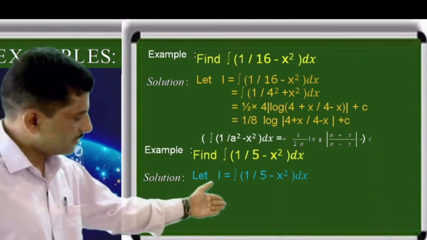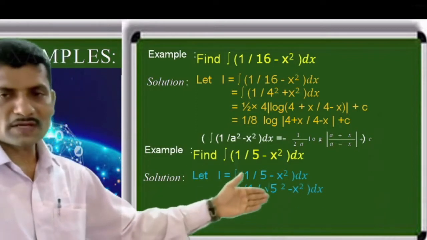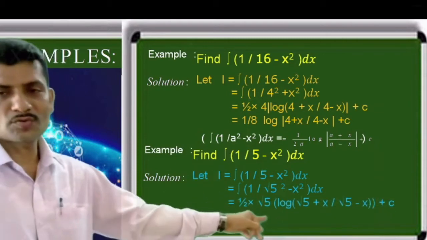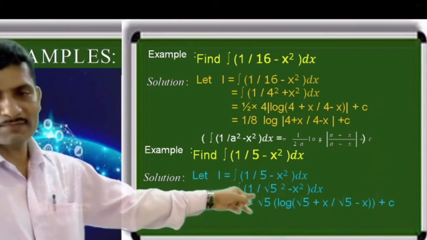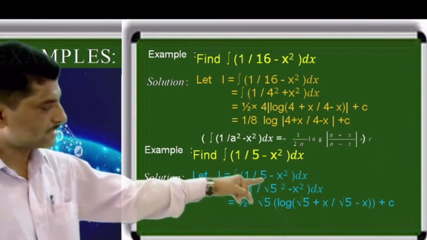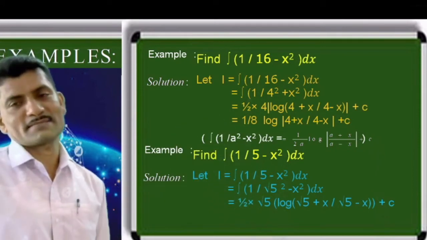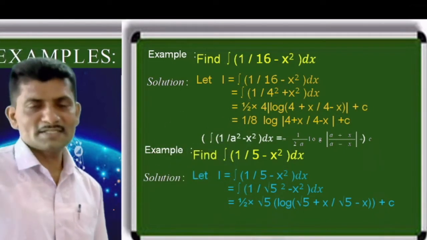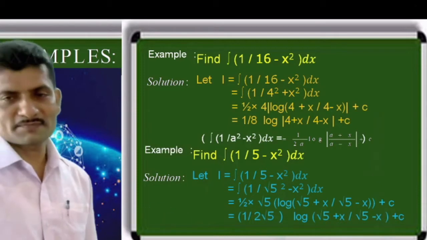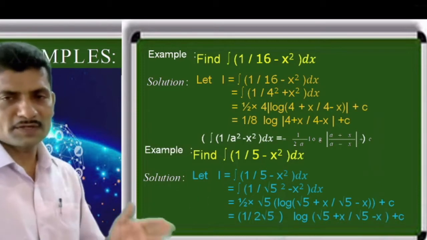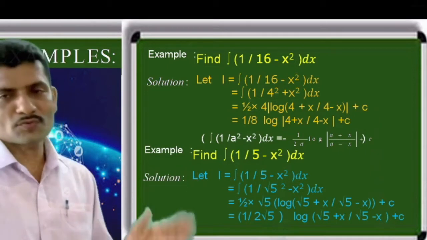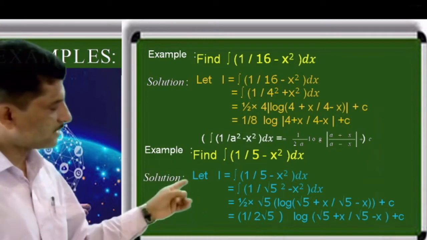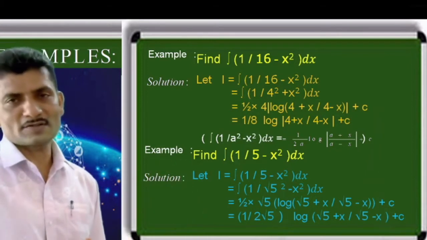It can be written as the integral of 1 by root 5 whole square minus x square into dx, which is of the form a square minus x square. The answer is 1 by 2 into root 5 log of root 5 plus x divided by root 5 minus x, plus the integral constant. The integral constant will be there. Is it clear? So 1 by 2 root 5 times log of modulus of root 5 plus x divided by root 5 minus x plus the integral constant.